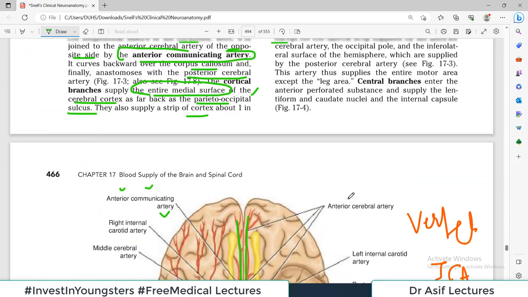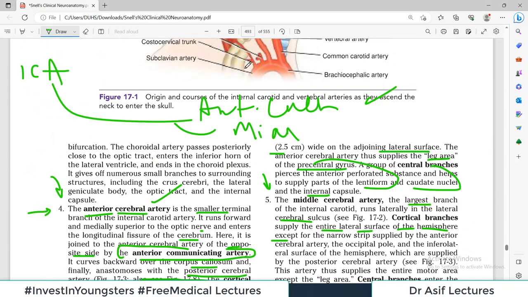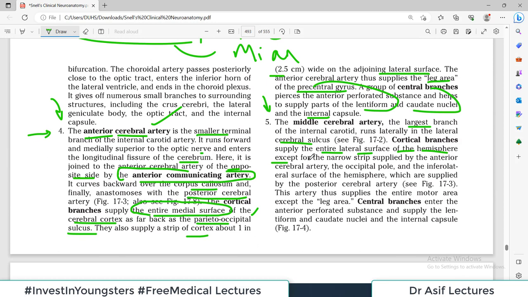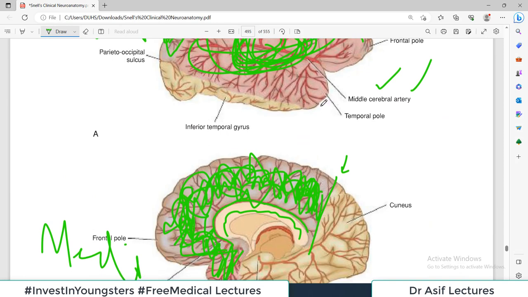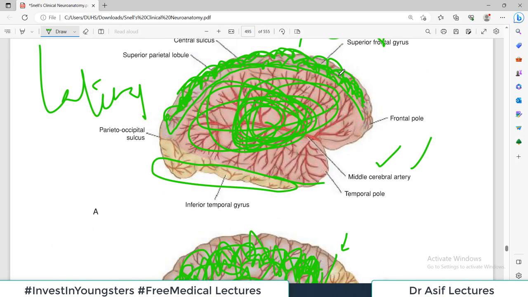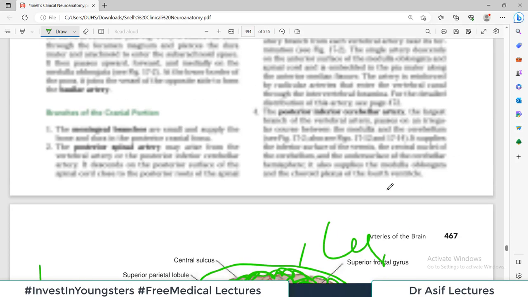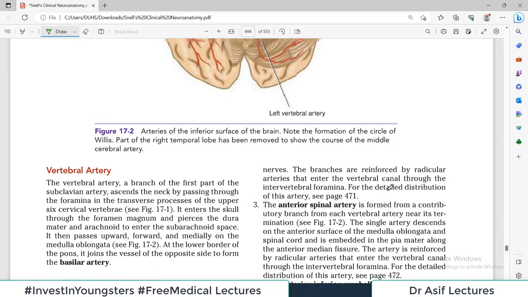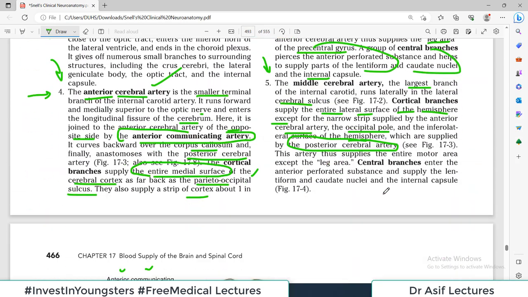Okay, so ye territories yaad rakhna zaruri hai, favorite bit of examiners. Now, apart from the narrow strip supplied by the anterior cerebral artery, the occipital lobe and the inferior lateral surface of the hemisphere are supplied by the posterior cerebral artery. So, ye jo inferior area hai, ye posterior cerebral se supply hoga. Jo superior area hai, that is supplied by the anterior cerebral. Aur baki ke jitna bhi lateral part of the cerebral cortex hai, it is supplied by the middle cerebral. Theek hai? Achha, janab, aage baat ko badhate hain.